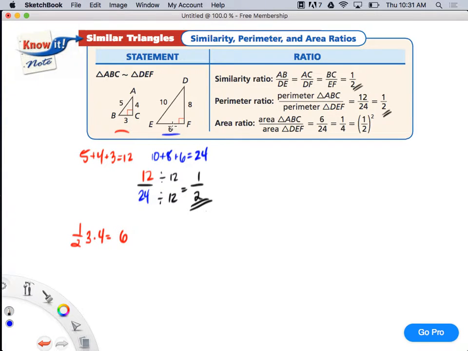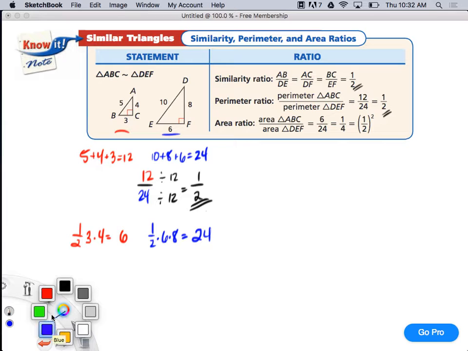And the area of this is 1/2 times the base 6 times 8. What's 6 times 8, class? 6 times 8 is 48. What's 1/2 of 48? 24. Good. All right, so let's take the ratio of the areas now.